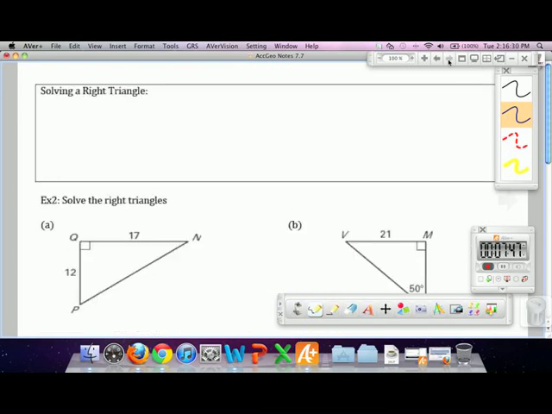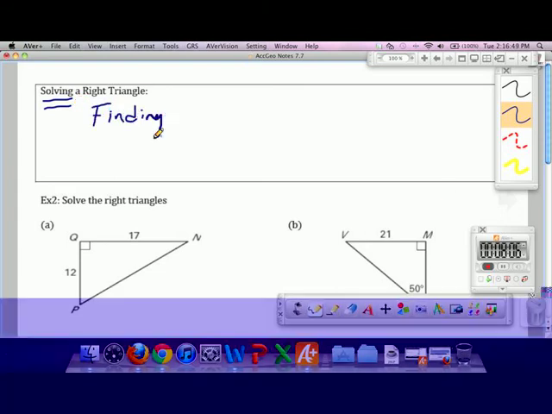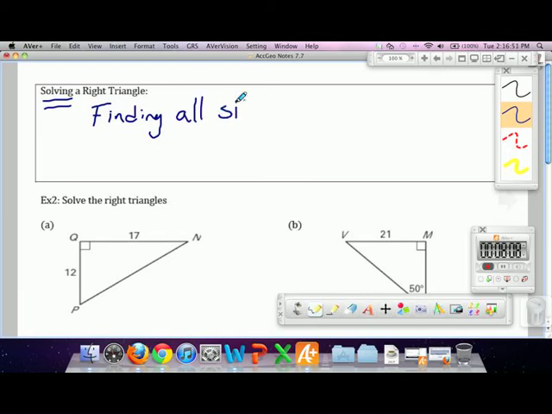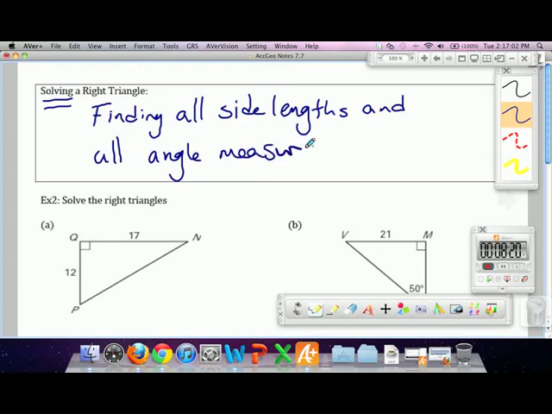Okay, so our goal for today is to take that idea of taking angle measures and taking side lengths and finding angle measures in a right triangle, and to use it to what's called solve a right triangle. Solving a triangle is simply finding all side lengths and all angle measures in the triangle.